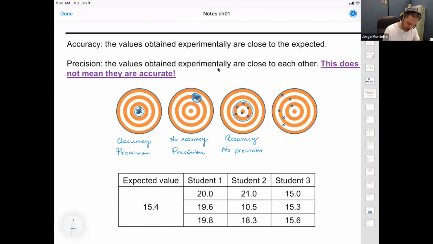And the last person, boy, oh boy. This is bad, right? So nothing here. No accuracy, no precision. All scattered, far from the center, bad.